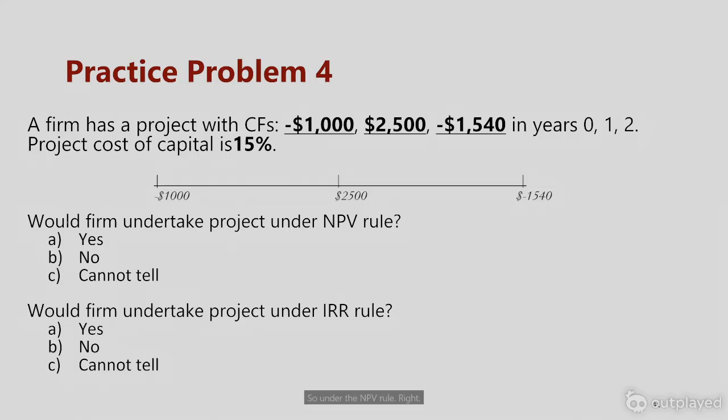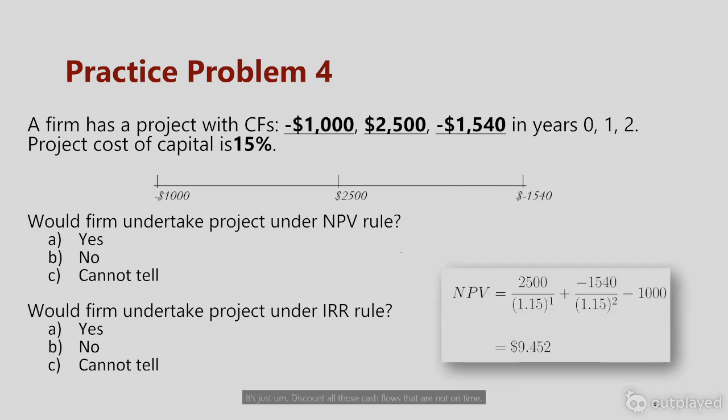So under the NPV rule, you have to make a decision whether to accept this project or not, right? Hopefully this NPV calculation wasn't too difficult for you. It's just discounting all those cash flows that are not on time zero and taking out the initial amount of investment. Still, you have the positive NPV. So under the NPV rule, you have to accept it, right?